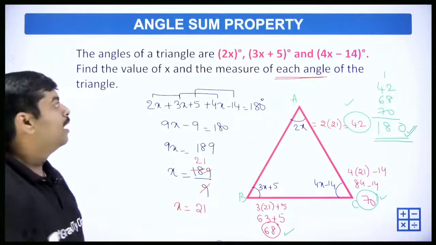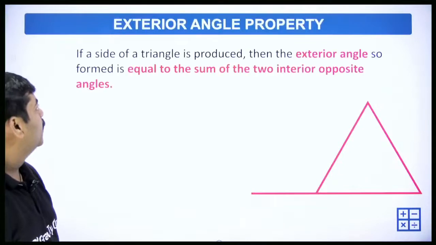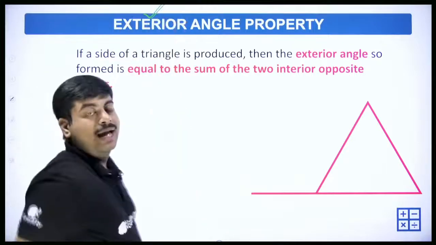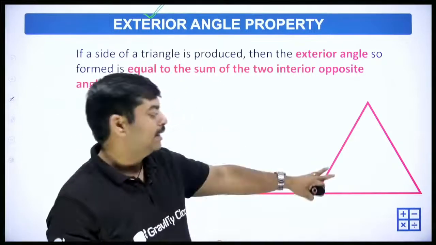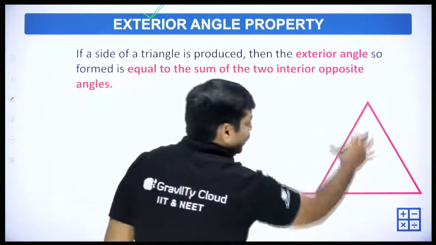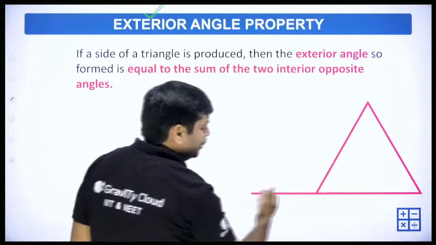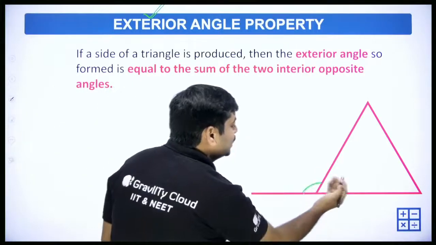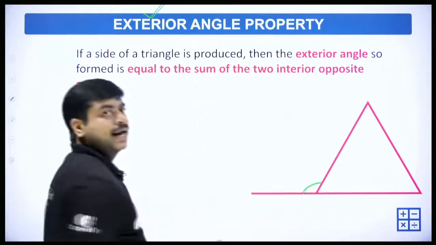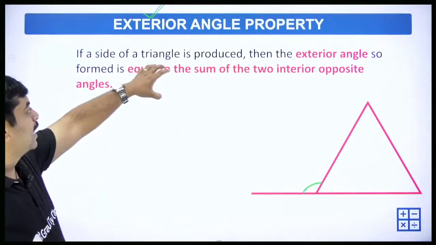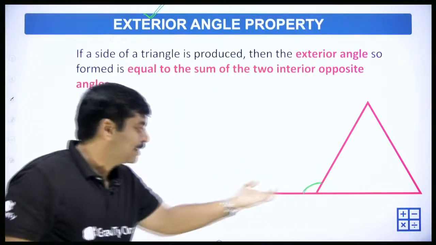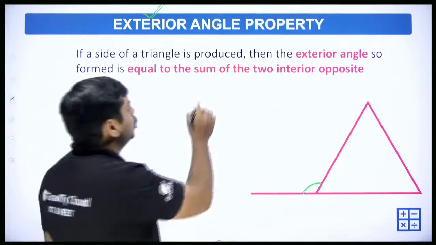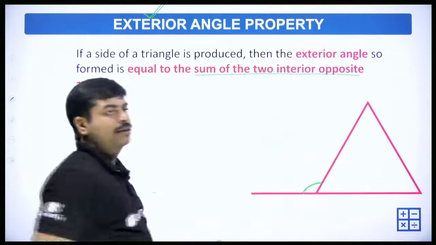Correct? Let's move forward to the next question. If a side of a triangle is produced, we are going to discuss the exterior angle in a triangle. You can see here, this is a triangle and one side is being extended. So we are getting a new angle here, which is exterior to the triangle, right? If a side of a triangle is produced, which means it is elongated or extended, then the exterior angle so formed is equal to the sum of the two interior opposite angles.